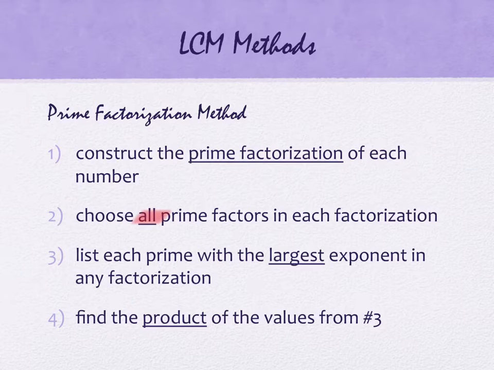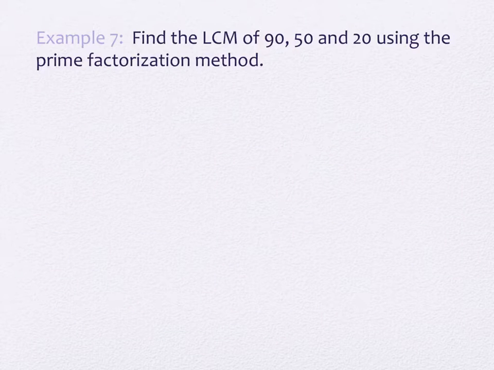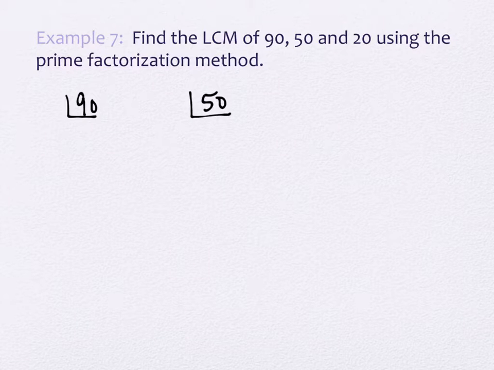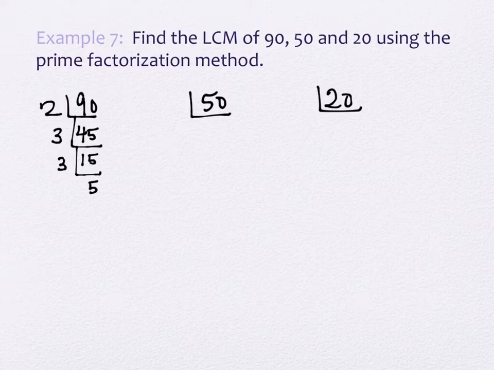Okay, so we're going to use the numbers. Ooh, let's see, 90, 50, and 20. And we're going to use prime factorization method. So we're going to break down 90, 50, and 20. All right, so smallest prime factor that 90 divides by. 2 to give me 45, and then it divides by 3 to give me 15, 3, and 5. So this is 2 times 3 squared times 5.